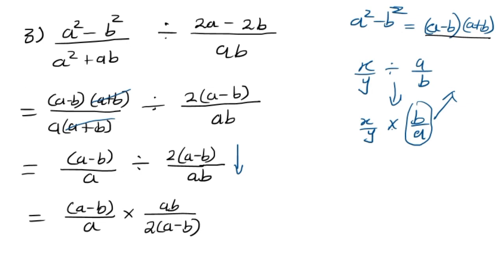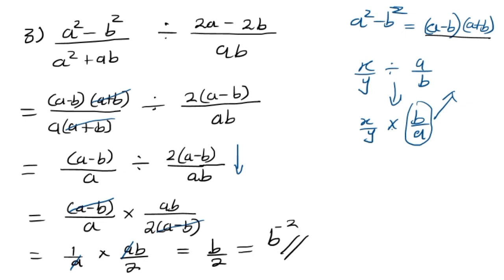So moving on, by observation, a minus b is gone, a minus b is gone. So we are left with 1 over a times a over b multiplied by 2. Alright, this is also gone, a is gone here and a is gone. So basically we are left with b over 2, which can also be written in index form as b to the exponent of minus 2. Okay, so whichever one is correct.